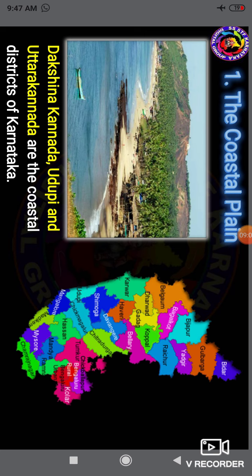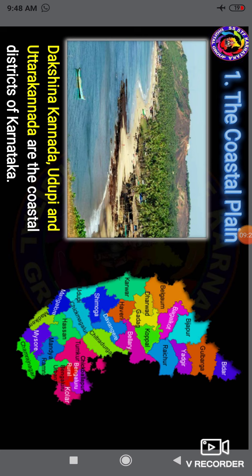Okay, look at that. So Dakshina Kannada, Udupi, and Uttara Kannada are the coastline districts of Karnataka. So these are all of main importance to the coastal plains areas.